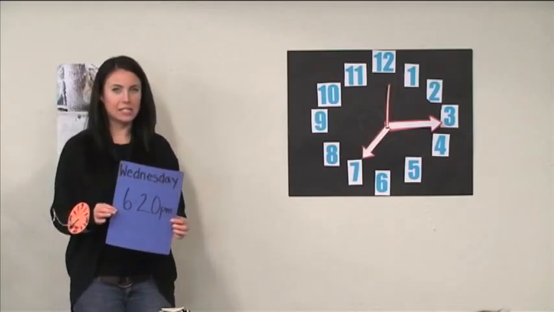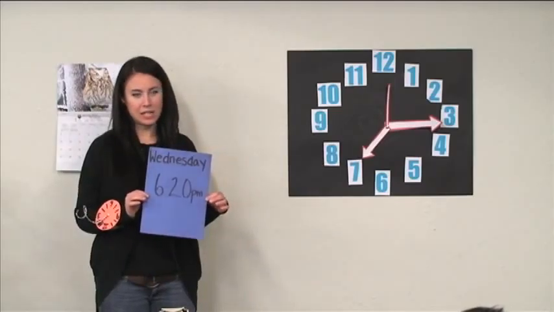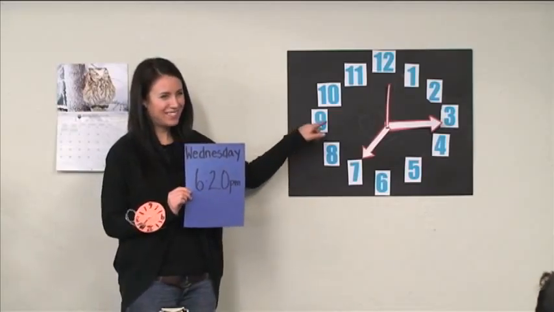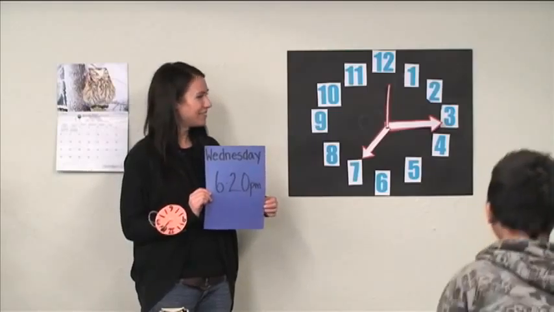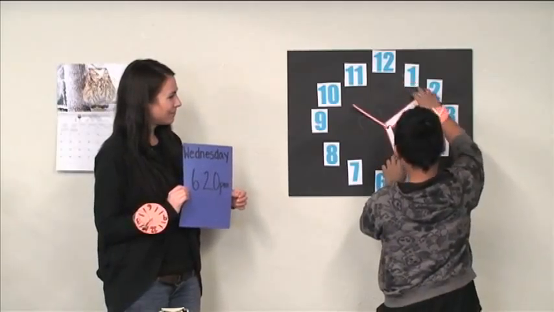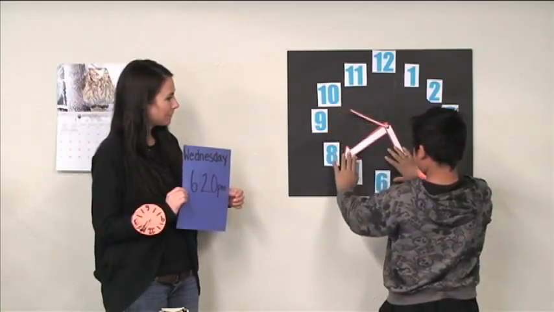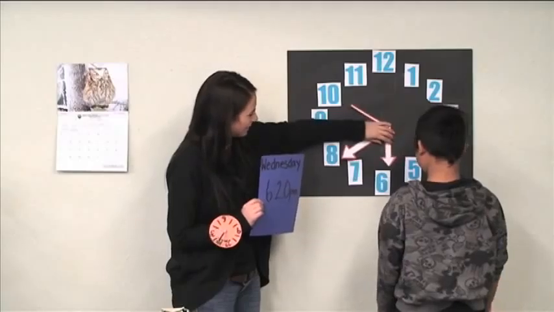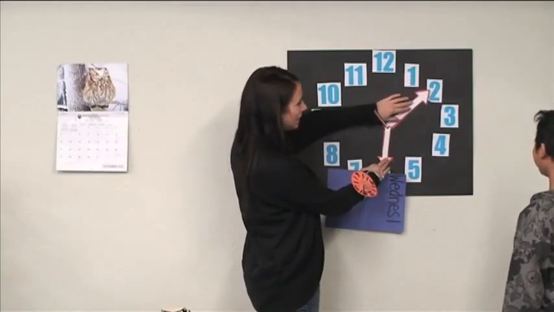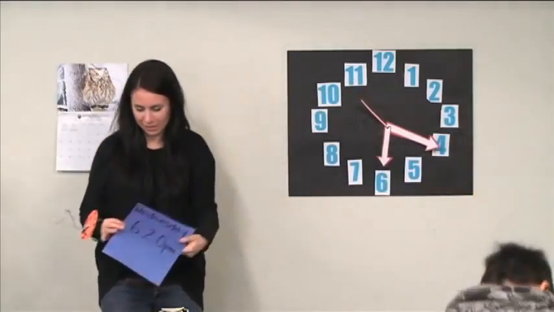If we're going to eat dinner with our family at 6:20 p.m. on Wednesday, do you think you could show us what your watch would look like? Show us on the big one, 6:20. So close. We've got 6. That's right. But if we start, we'll start here. We'll help you. We got 5, 10, 15, 20. So 6:20. Good job.